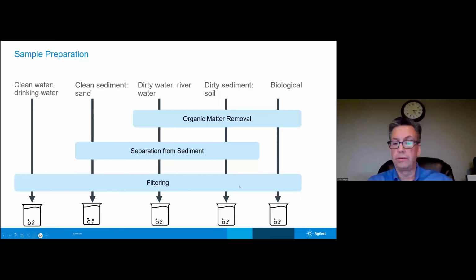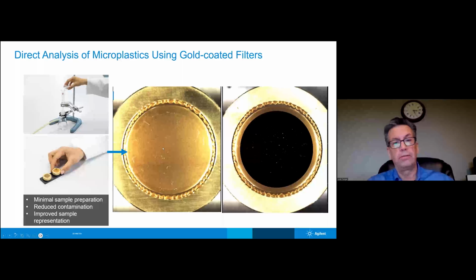So with our system, what you can do is analyze directly on a filter. There's no transfer of the particles from a vial, which is a suspension of the microplastic particles. You can just directly filter out, analyze directly on the filter. And as you can see here on the right, you can see some particles here. It color codes as the analysis proceeds.